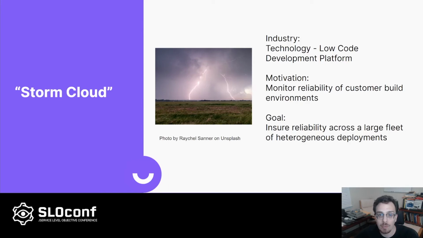Our third case study is StormCloud. StormCloud is a low-code development platform that wanted to monitor the reliability of their customers' build environments. Due to the nature of these build environments, they were looking to design SLOs that fit an unknown and constantly changing architecture. To further complicate matters, they were also competing technology stacks with traditional and next-generation infrastructure. They needed an automated solution that could dynamically fit into their build pipelines to measure the reliability of their customers' environments at scale.